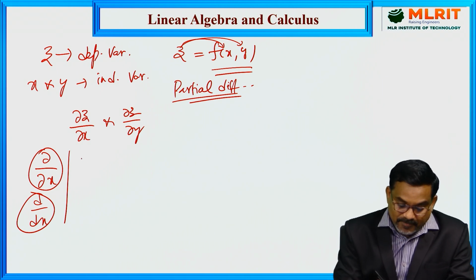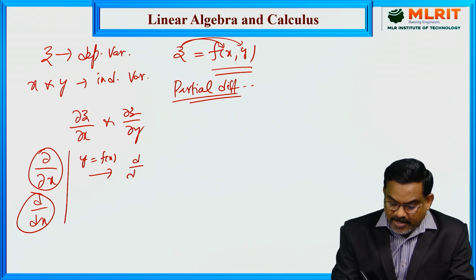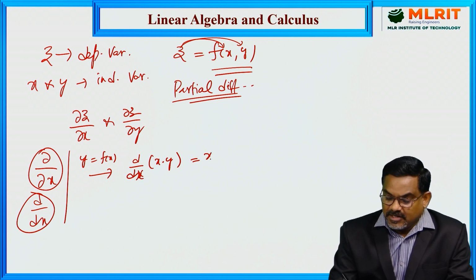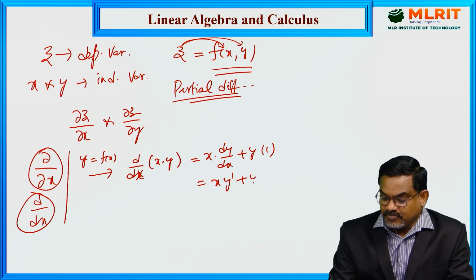For example, y is a function of x. Then to find d by dx of x into y, here y also has x, so we need to apply the UV rule since we are differentiating with respect to x. Which is x dy by dx plus y into the derivative of x, which is 1. So this is x y dash plus y.